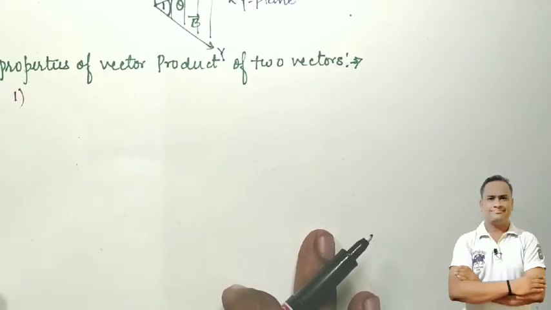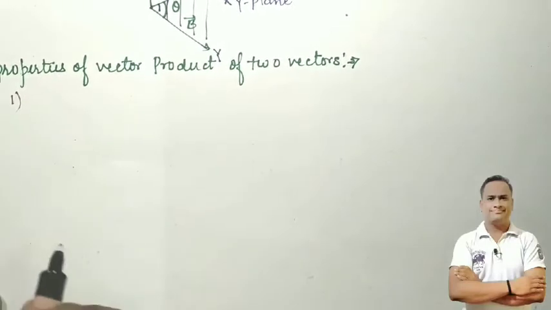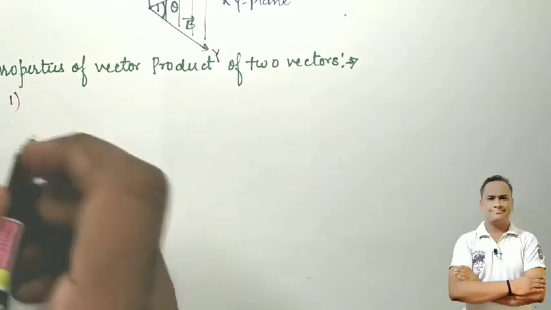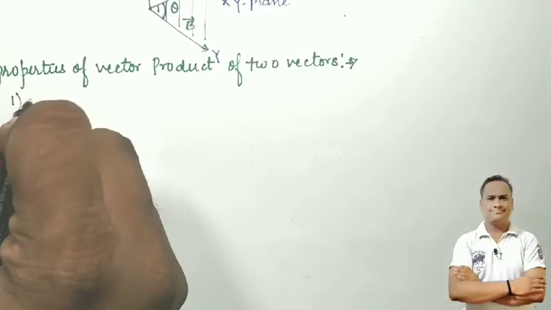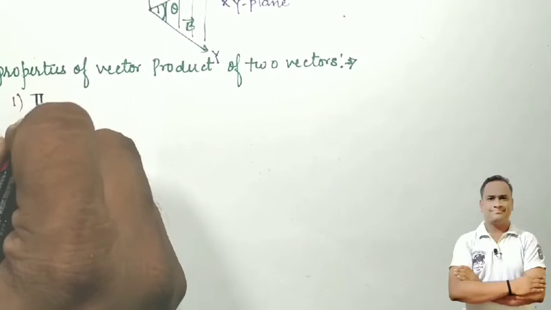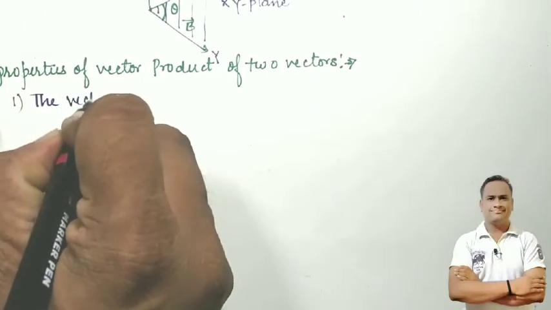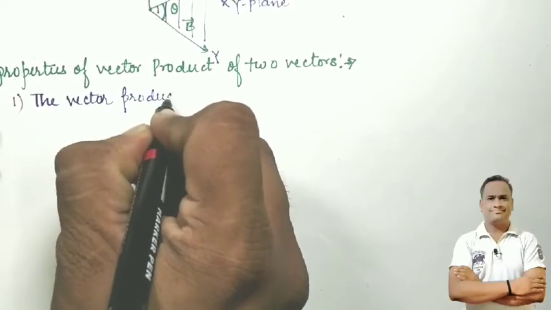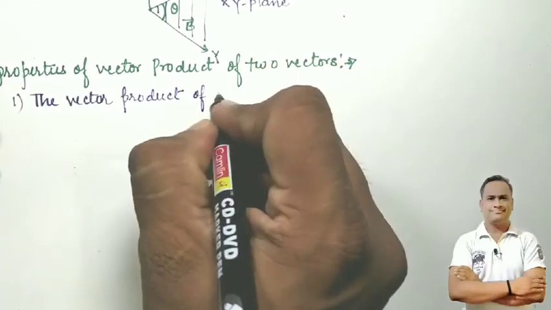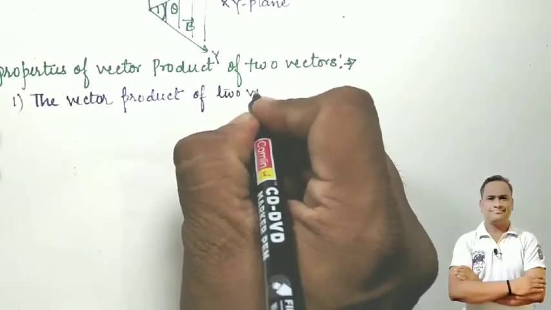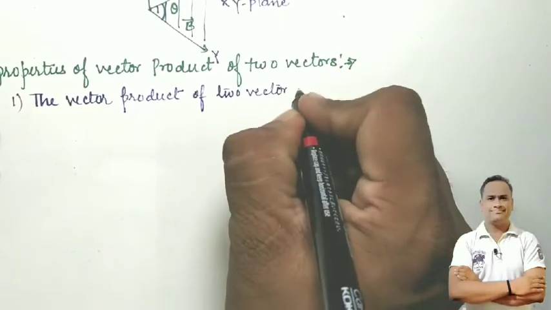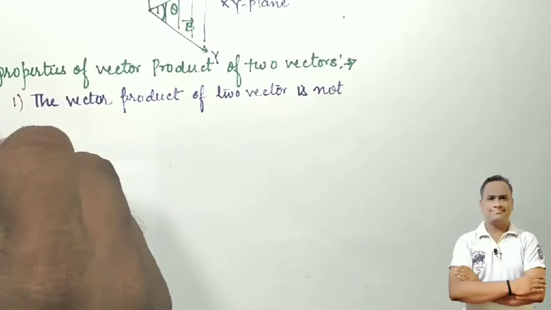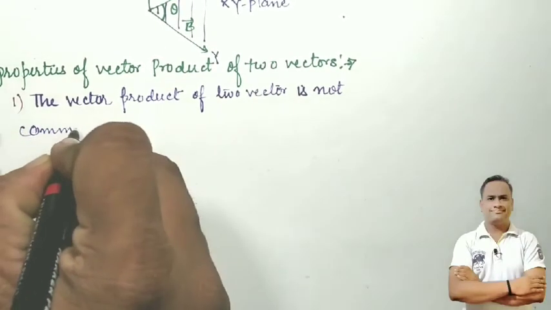As I have told you, the scalar product of two vectors is commutative in nature, whereas the vector product of two vectors is not commutative. Okay, students. What does it mean?